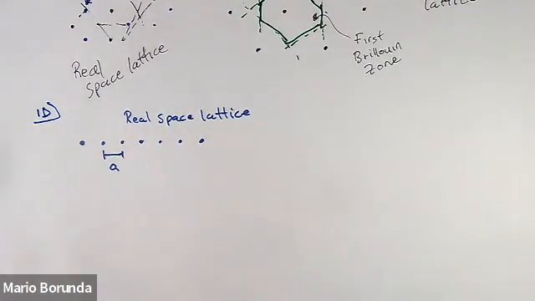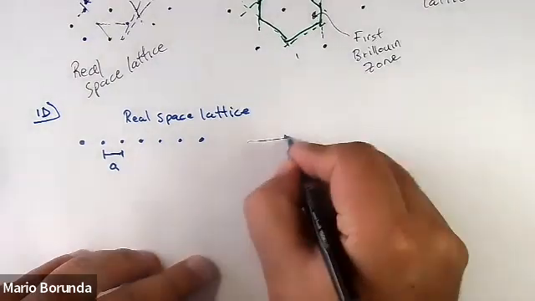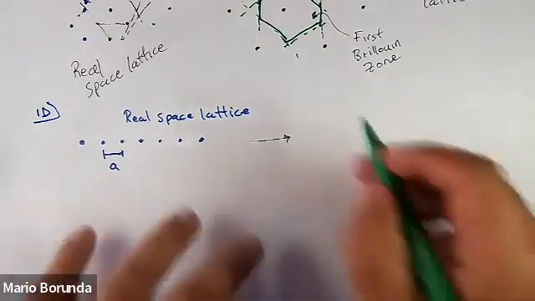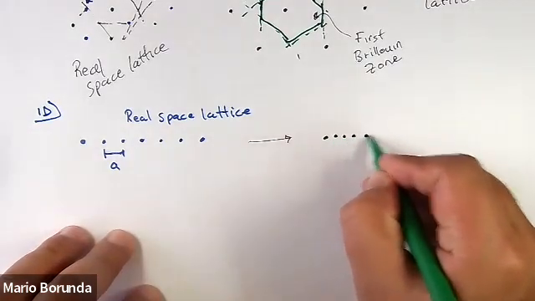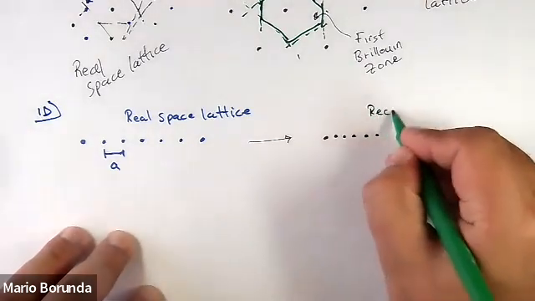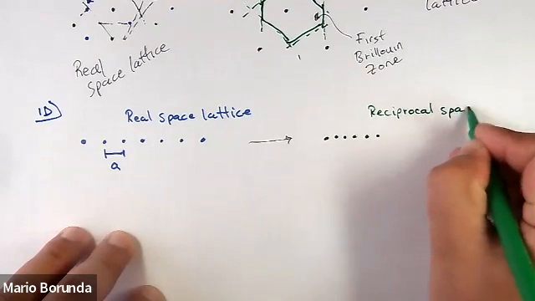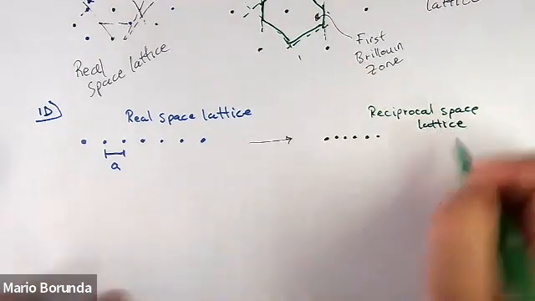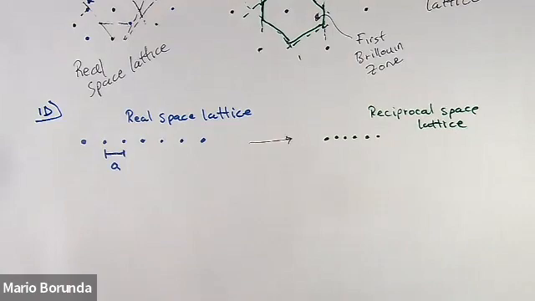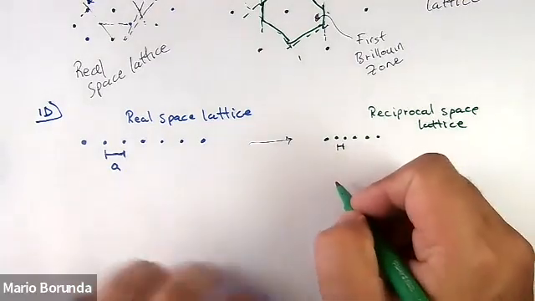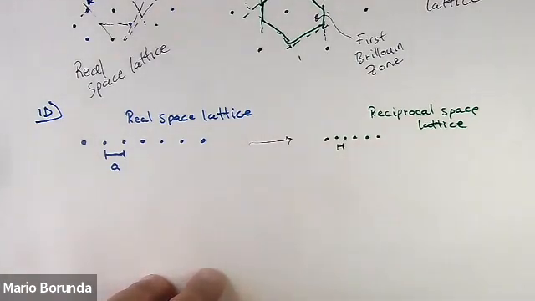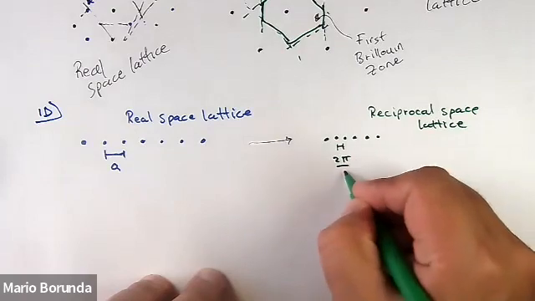But just like we did before, we can generalize it to one dimension and find the reciprocal space lattice. What would be the reciprocal space lattice? Well, here we will have another set of points right here. This is my reciprocal space lattice. Make sense? So Paul, if the distance between those two guys is A, what is the distance between those two guys? 2 pi over A. Perfect.